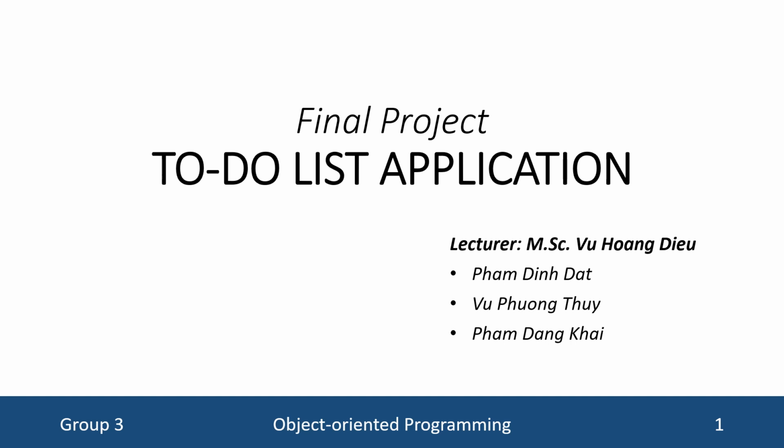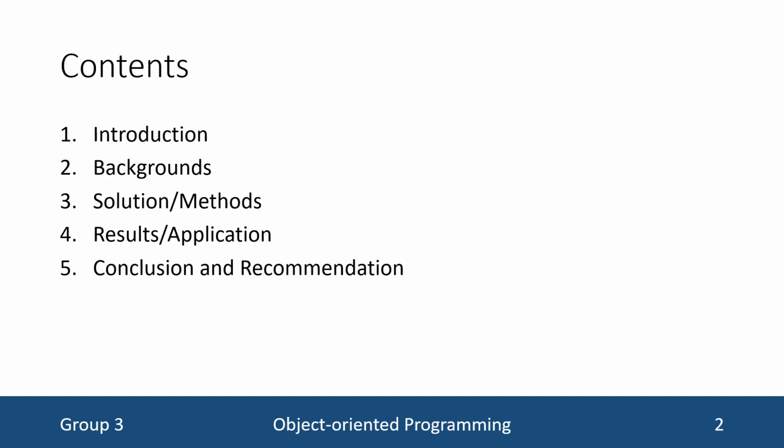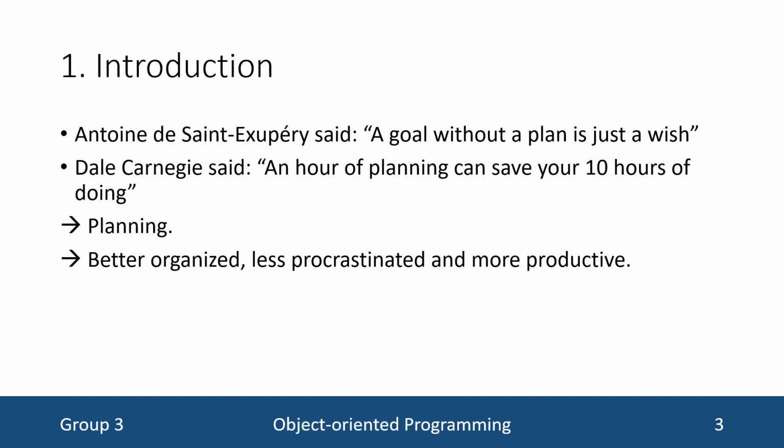So our project is a code TodoList application. It means that in this project we will build an application that helps people to do all their tasks. So there are five parts in our presentation: introduction, background, solution, result, and conclusion and recommendation. So let's dive into it.